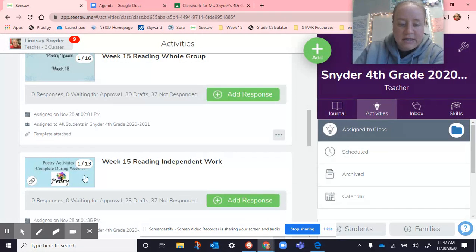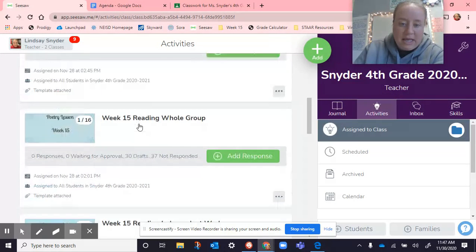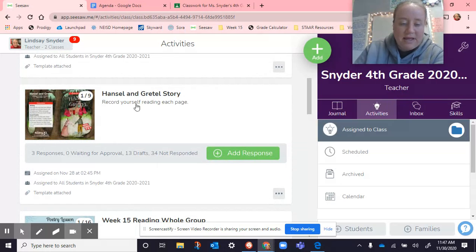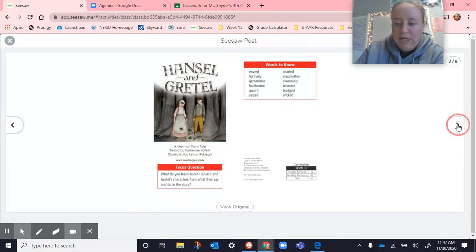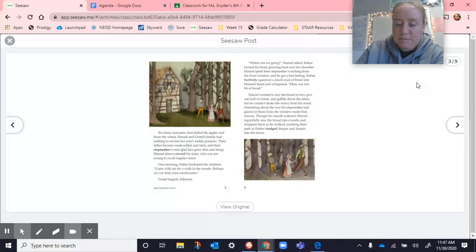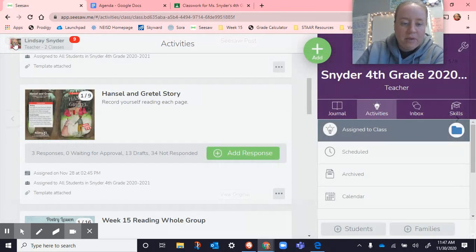And then students had independent work here. When they clicked on this, there's different poetry activities throughout there. And then they also had this story, Hansel and Gretel. So they're recording themselves reading each page. So they're going to flip through here, and it starts on this page 3. So they're going to read it, and as they're reading, they're recording themselves. So every single page needs a recording.